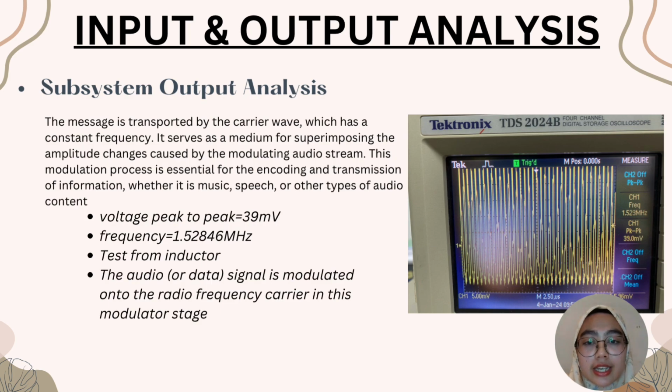constant frequency. It serves as a medium for superimposing the amplitude changes caused by the modulating audio stream. This modulation process is essential for the encoding and transmission of information. Beside is shown the waveform that we get. First, the voltage peak to peak is 39 millivolt. For the frequency, we get 1.52846 MHz. It is tested from the inductor.